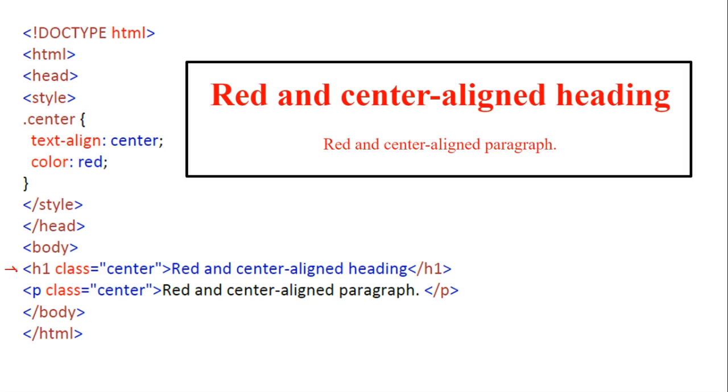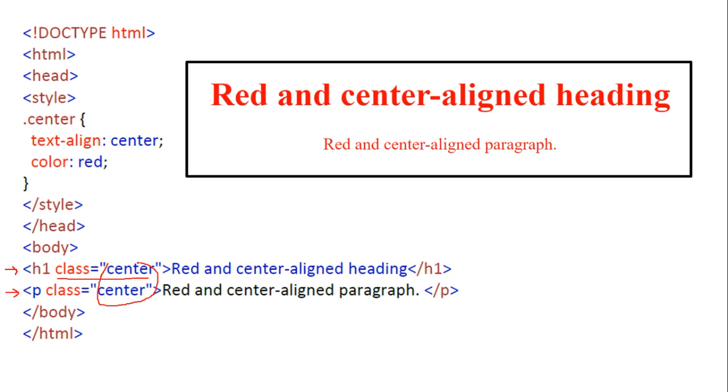Out here we have one heading one, and it has the class center. Instead of class, if you want to use ID, you can use ID also, but if you use ID, you have to use hash instead of period or full stop, and if you use class, it should start with a full stop. That's it. All right, so out here we have one heading one, red and center-aligned heading. We have written that one. After that we have another paragraph, and it has the class center.